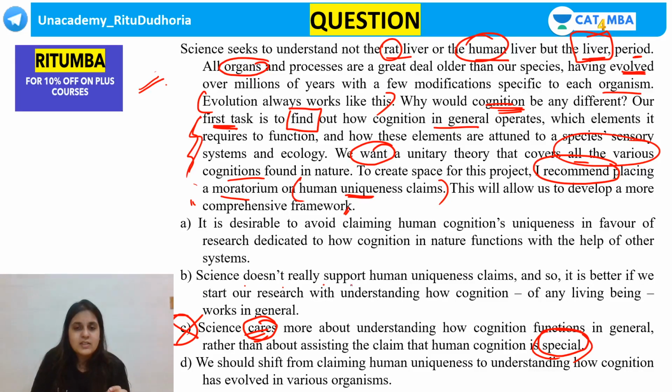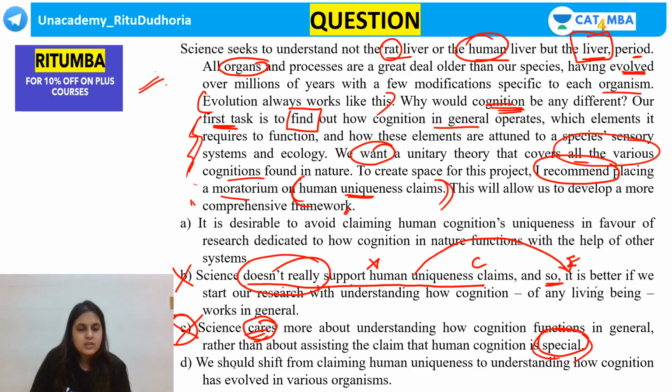B, science doesn't really support human uniqueness claim. Where do you find this idea? Where is it given that science does not support human uniqueness claims? This is an additional idea. So, look, in cause and effect I told you generally distortions happen, so be a little careful. It is better if we start our research with understanding how cognition of any living being works in general. Because science does not support the claim, so we should start our research. This is really a distortion. So B goes out.